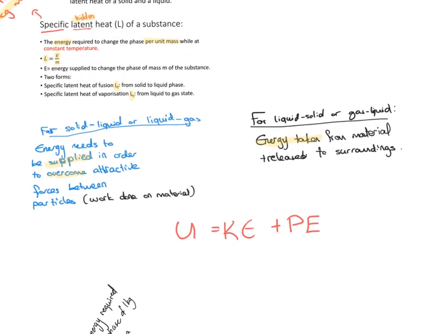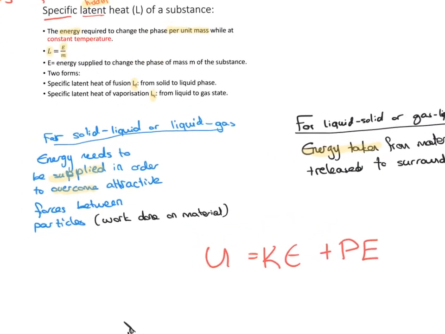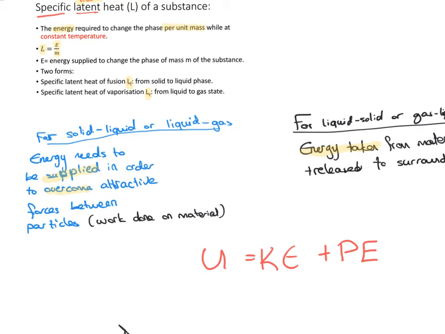As a quick summary, if you have to supply energy to the system, you say that work is done on the material or the system. In this case, work is done by the material.